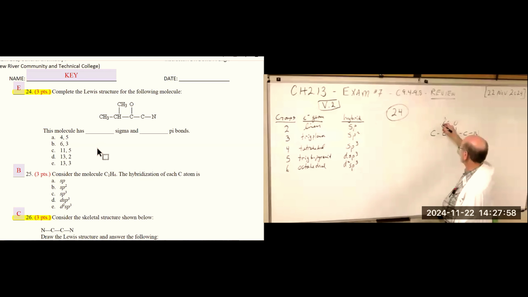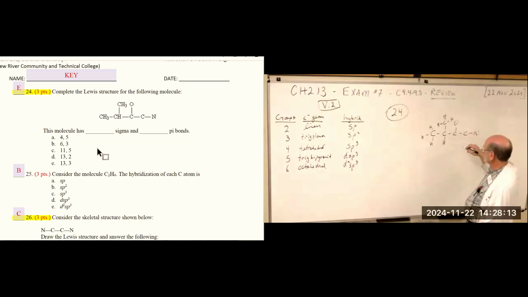See, hydrogen, hydrogen, hydrogen. This one has a hydrogen here, right? Yep. And then 3 here. Okay, that's an octet, that's an octet, that's an octet. That's not an octet.